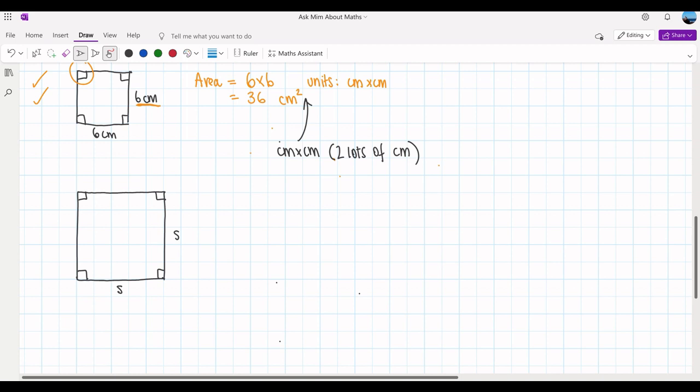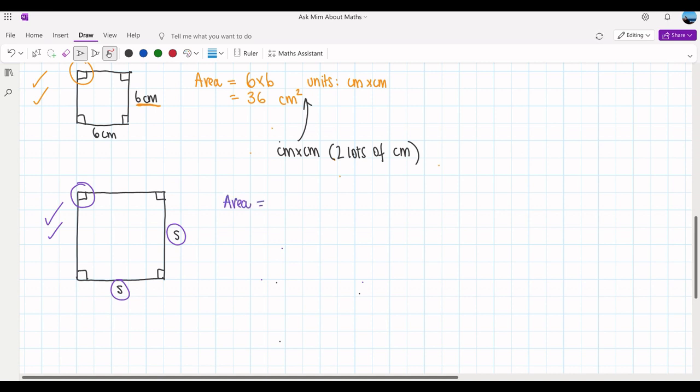Let's have a look at this last square right here. Once again, we'll just triple check that it is actually a square. Our side lengths are the same. This time, we're not given a distance or an amount. We are just told that it is S long. But they're still both the same, so we meet our first condition. The second condition is that all the angles are 90 degrees, which they still are. So this is still most definitely a square.